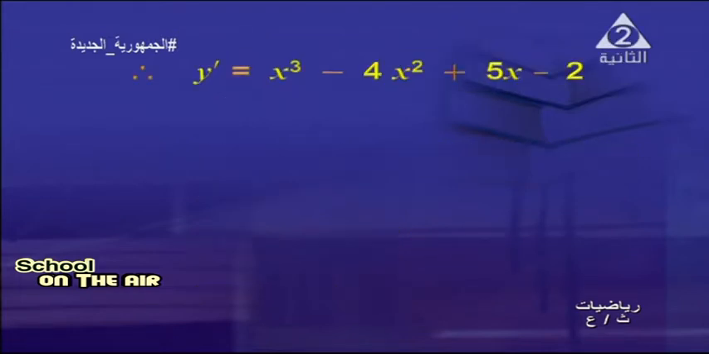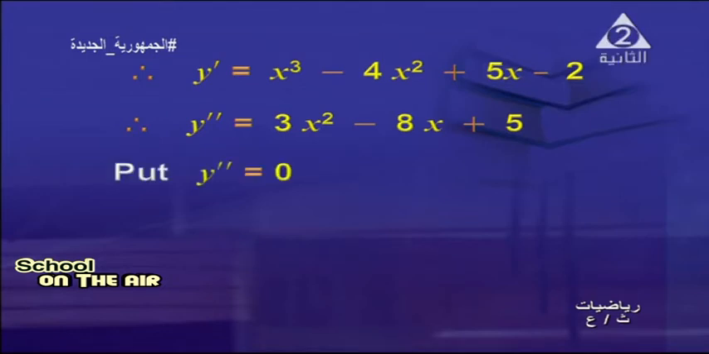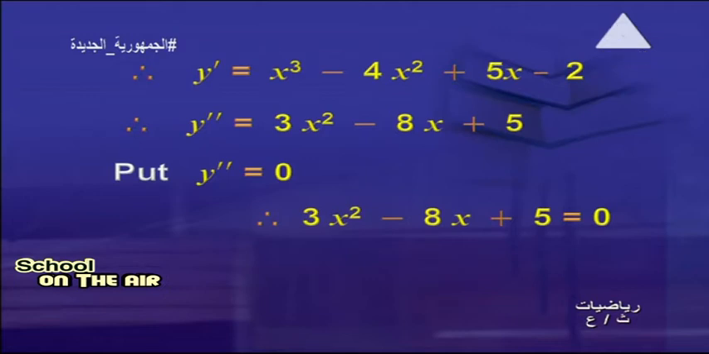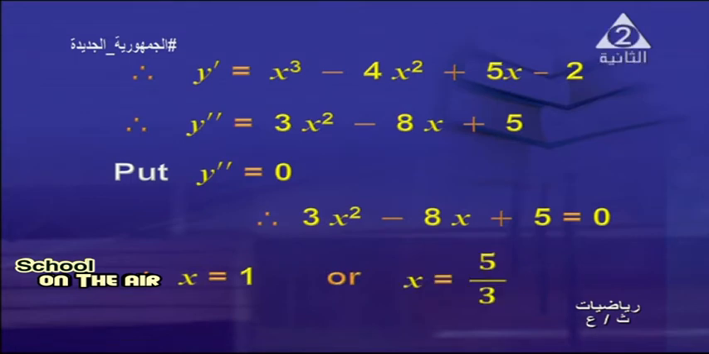Now, what is the second derivative of this function? Y double dash equals 3x power 2 minus 8x plus 5. Put y double dash equals 0, then 3x power 2 minus 8x plus 5 equals 0. Then x equals 1 or x equals 5 over 3.